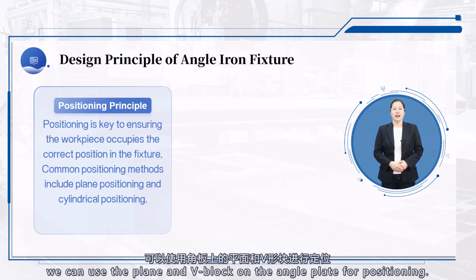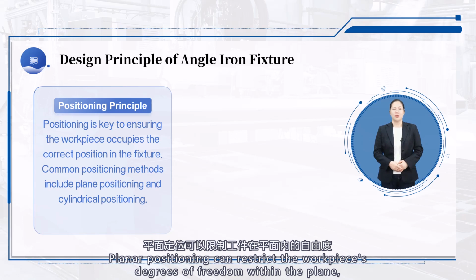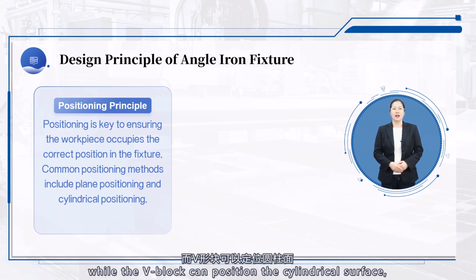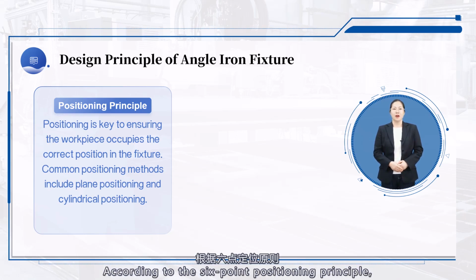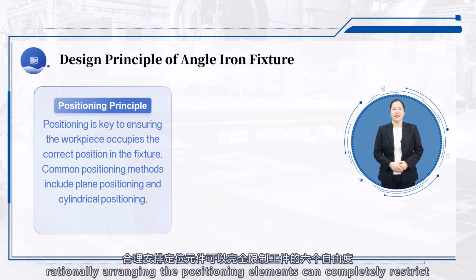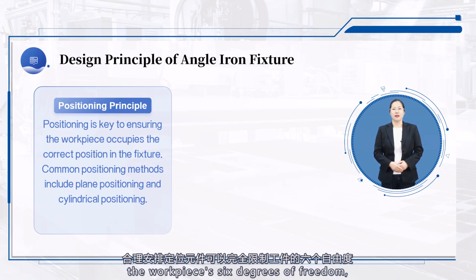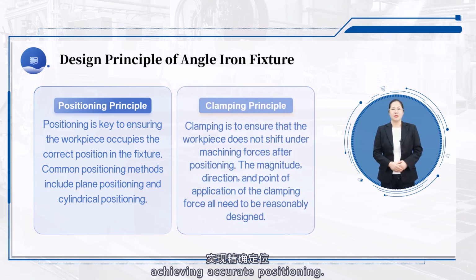Planar positioning can restrict the workpiece degrees of freedom within the plane, while the V-block can position the cylindrical surface, limiting the workpiece radial movement and the rotational degrees of freedom. According to the 6-point positioning principle, rationally arranging the positioning elements can completely restrict the workpiece's 6 degrees of freedom, achieving accurate positioning.